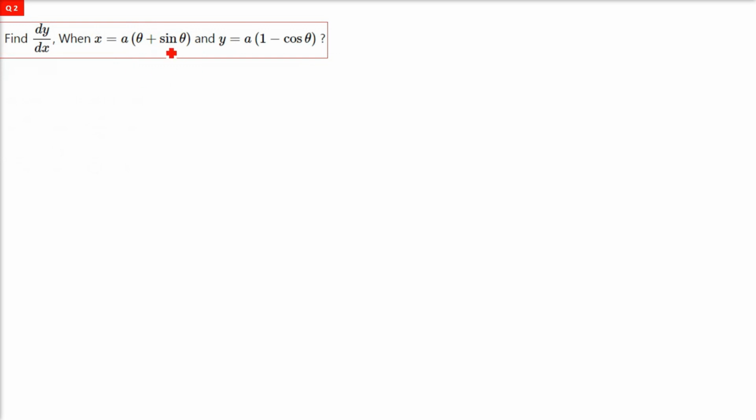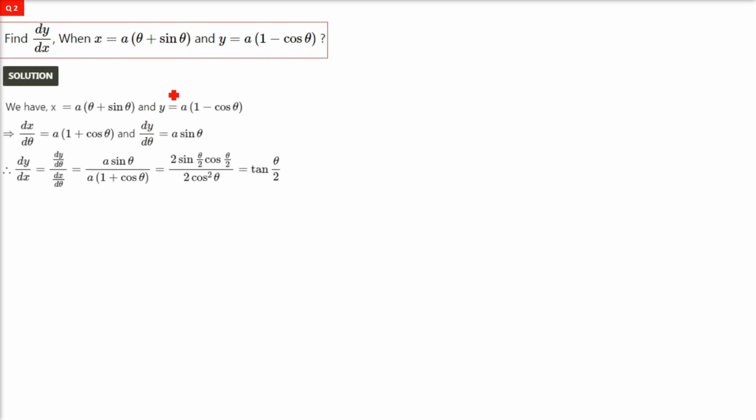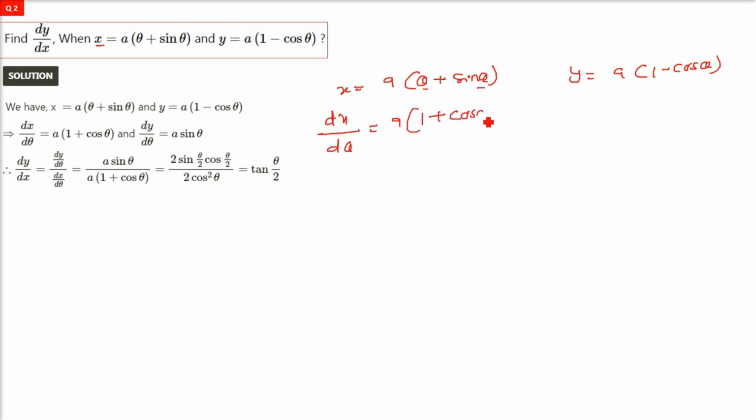Next is the same thing, but now with respect to theta. Sine and cos are involved. So dy by dx will be found in the same way we did. x is equal to a(theta plus sin theta), and y is equal to a(1 minus cos theta). Now dx by d theta: a will come in front, so we will not worry about that. Theta gives 1, sin theta gives cos theta. I am differentiating with respect to theta.